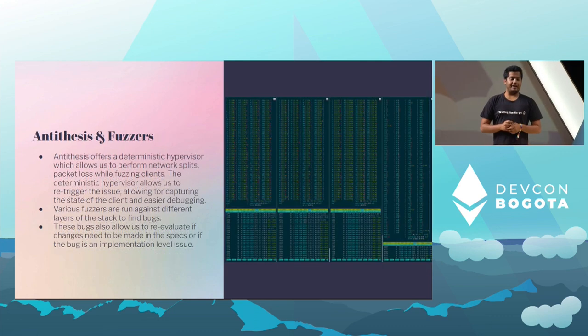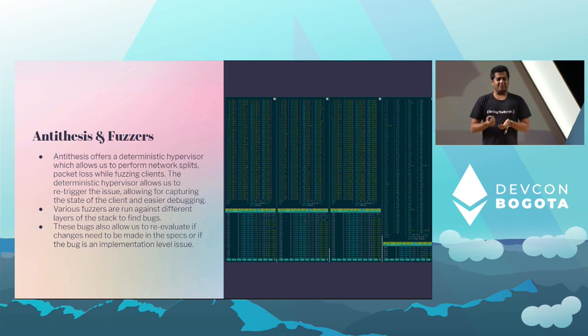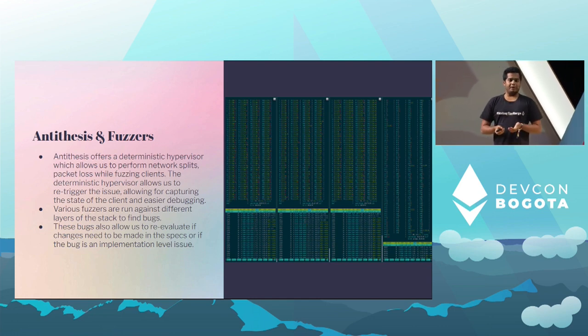And then we have fuzzers and an external organization called Antithesis. Antithesis is a deterministic hypervisor that allows us to perform network splits, packet loss, all sorts of really weird edge cases. We don't necessarily expect the network to be put in these edge cases, but if they are, we know that the clients can handle it.